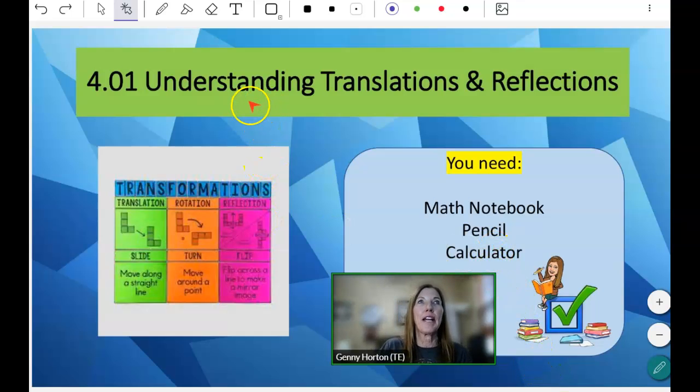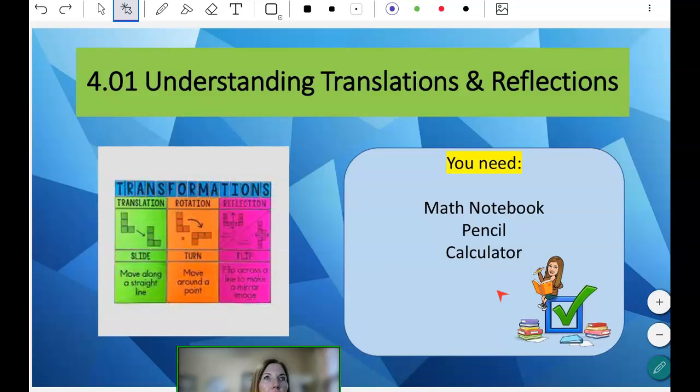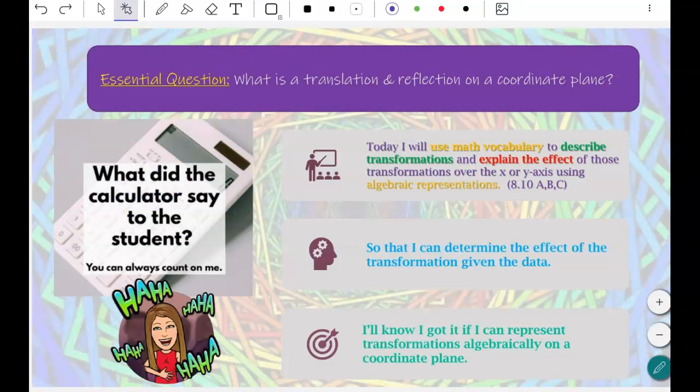We are going to be covering 4.01 Understanding Translations and Reflections. Make sure you have your math notebook and something to write with. Don't really need a calculator for today's lesson. Just make sure you are ready to take notes and work those examples. All right, we'll go ahead and get started.